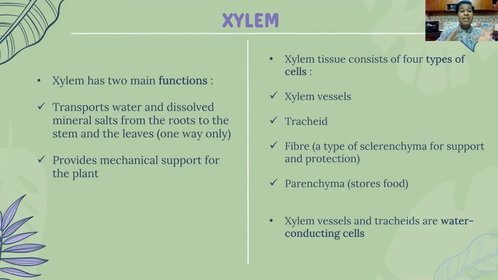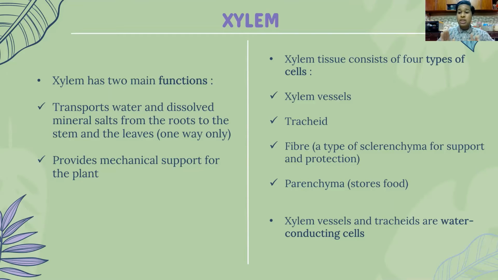Xylem. Xylem has two main functions. First is to transport water and dissolved mineral salts from the roots to the stems and the leaves. This occurs only in one way, and xylem also provides mechanical support for the plant.